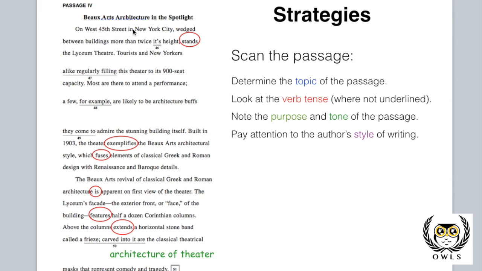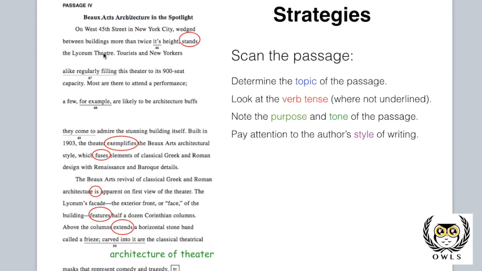On the west of Orange Street in New York City, wedged between buildings more than twice its height, stands this theater. Okay, so I'm looking at verbs. I see stands. I see exemplifies, fuses, is, features, and extends. These are not underlined, so they are not things that could change. These are the way the author intended it to be, present tense.